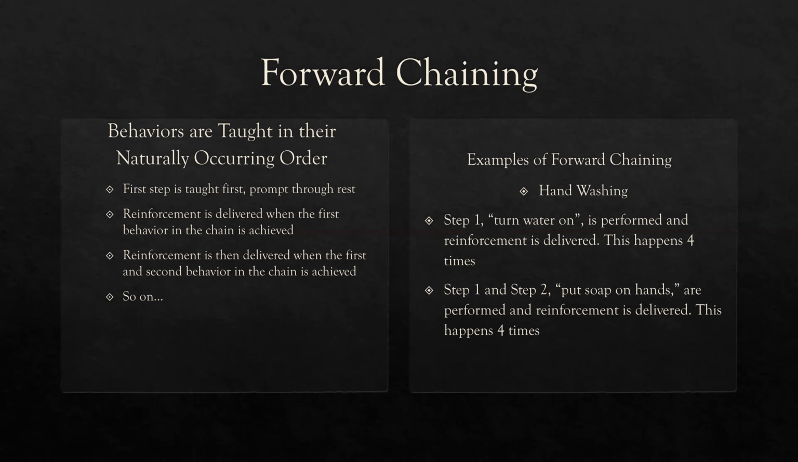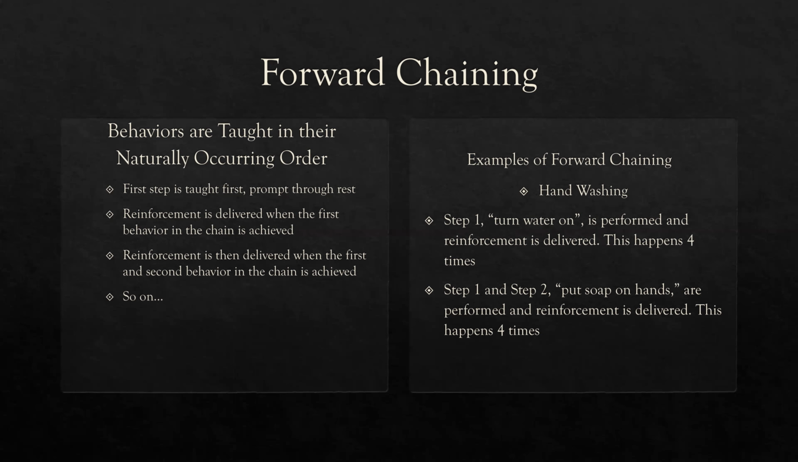We're teaching behaviors in their naturally occurring order. First step is taught first, and then you can prompt through the rest, or you might just teach each step individually. You might make them do the first step over and over again. Regardless, if you're forward chaining, you're going to teach the first step, and once that first step is achieved, you reinforce. So if we have a 10-step chain, we're teaching step 1 and reinforcing for step 1. Once we hit our criterion for how many times they need to independently complete step 1, we then move on to step 2. Now we're teaching steps 1 and 2 and reinforcing after step 2.